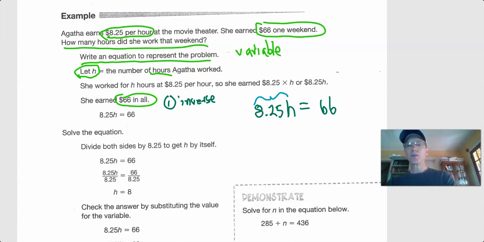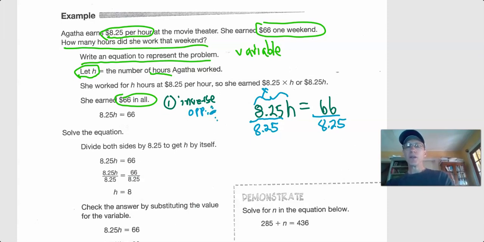Well, what's going on here? You're multiplying 8.25 times h. You're multiplying it, so the inverse means the opposite. So you're going to do the opposite. That means you're going to divide. So I'm going to divide, and I'm going to draw a division line here. That's one way to show division. I could also just use the division sign like over here. Either way, it doesn't matter.